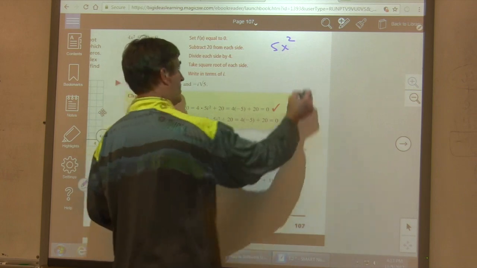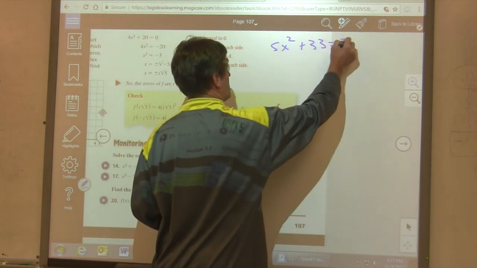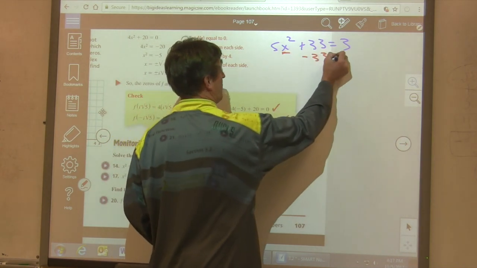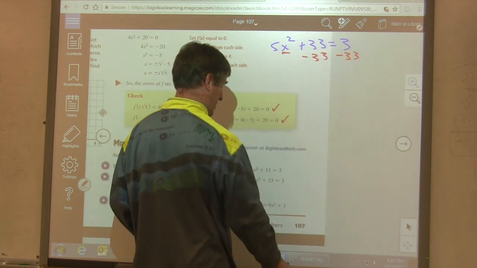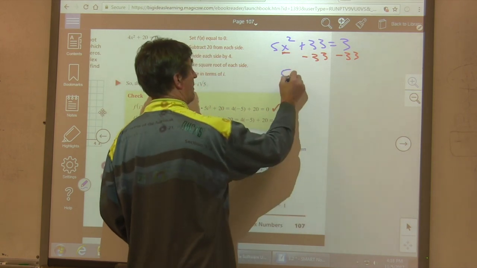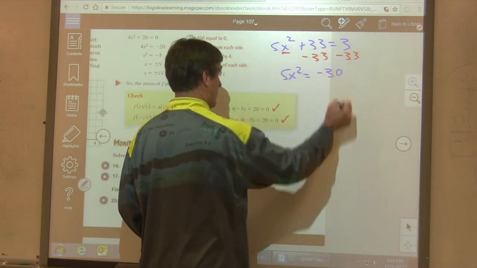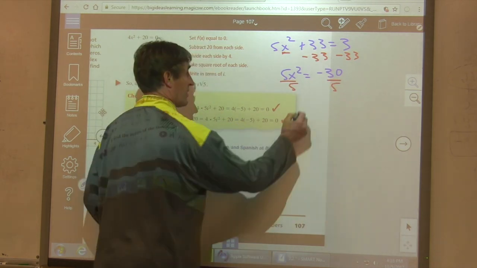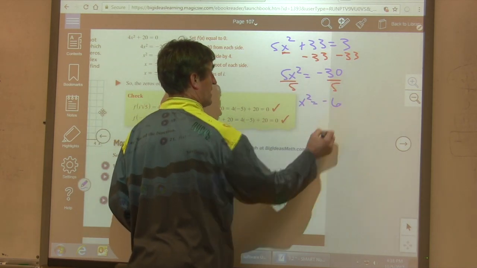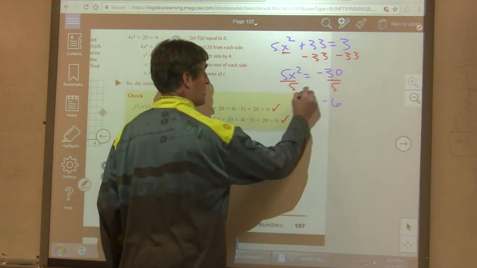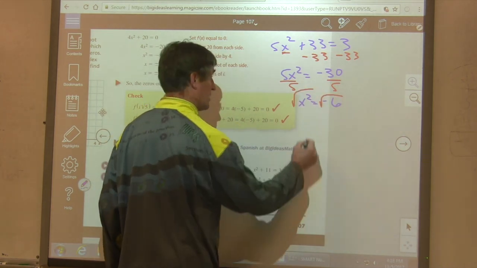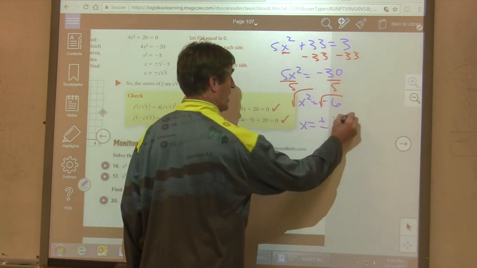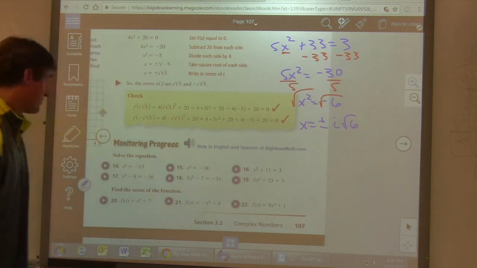19. 5x squared plus 33 equals 3. Again, we have to get this by itself, so we subtract 33. 5x squared equals negative 30. Divide by 5. x squared equals negative 6. Square root of both sides. Plus or minus, there are no perfect squares in 6, so just i square root of 6.